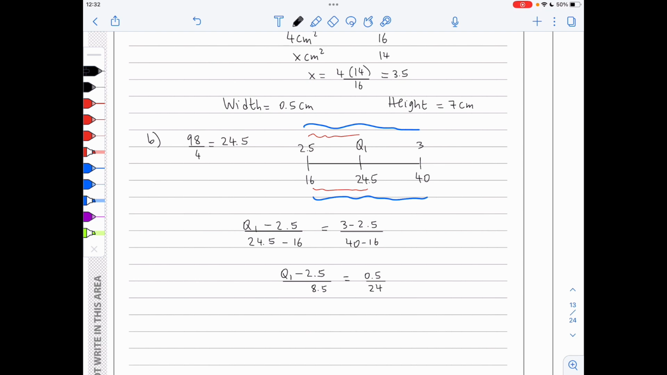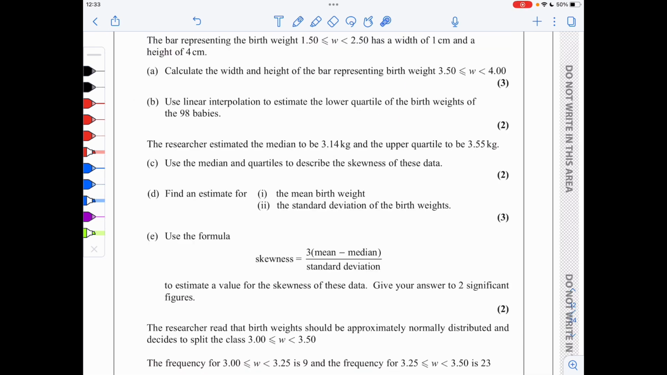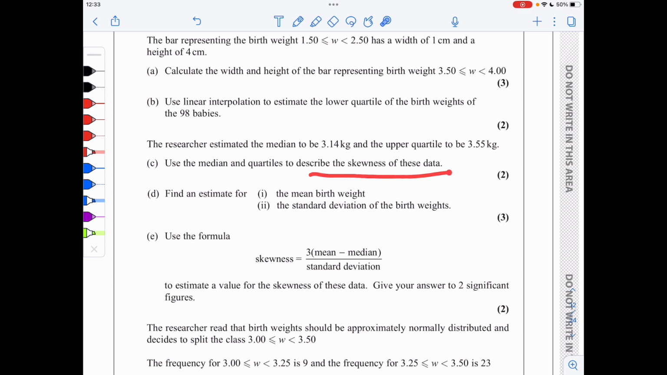I can cross multiply and solve for Q1. I get Q1 minus 2.5 is 8.5 over 48, and therefore this leads to Q1 being 2.68 kilograms. In C, we are told that the median is 3.14 kilograms, the upper quartile is 3.55, and we need to describe the skewness based on the median and the quartiles.